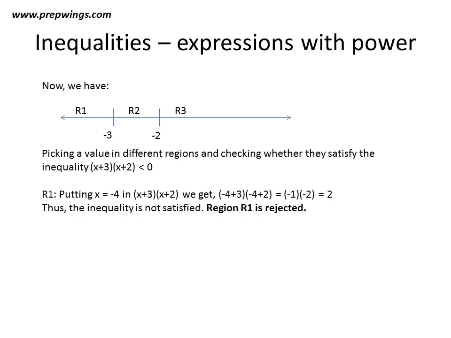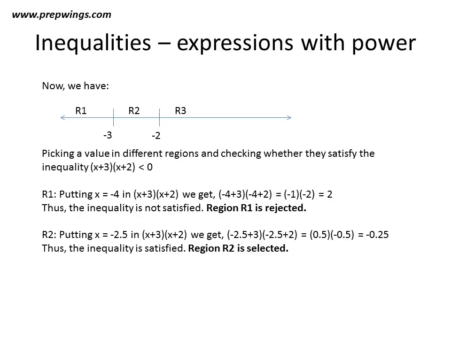Now if we put x equal to -4 in the expression (x + 3)(x + 2), we get (-4 + 3)(-4 + 2), which is equal to (-1)(-2), which is +2, positive 2. But the inequality says that the product (x + 3)(x + 2) should be less than 0, and 2 is greater than 0. Thus this inequality is not satisfied in this region. So region R1 is rejected.